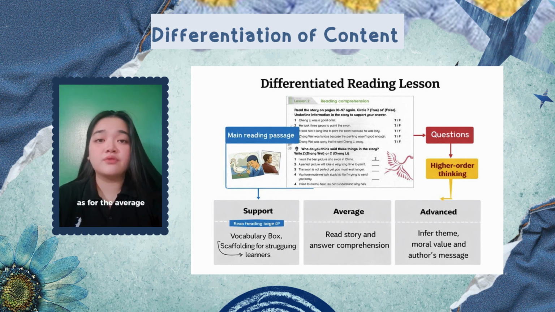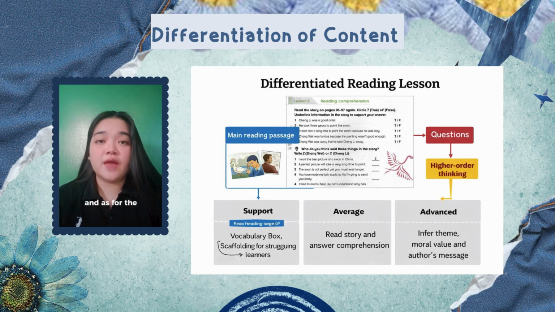As for the average learners, they use the original textbook story and complete the comprehension activities provided. They read the passages independently or with a partner and answer questions about the characters, events, and the main event.